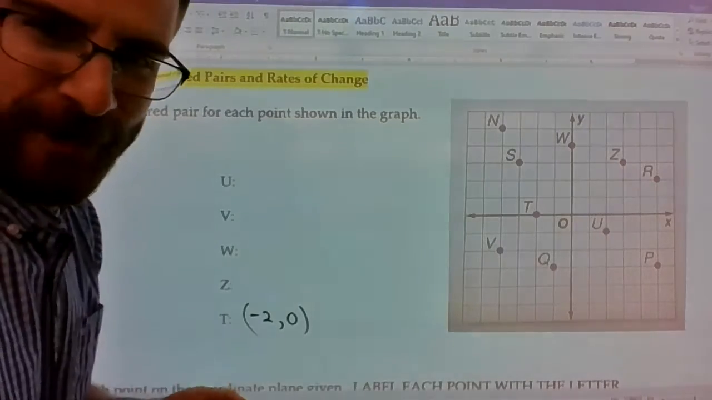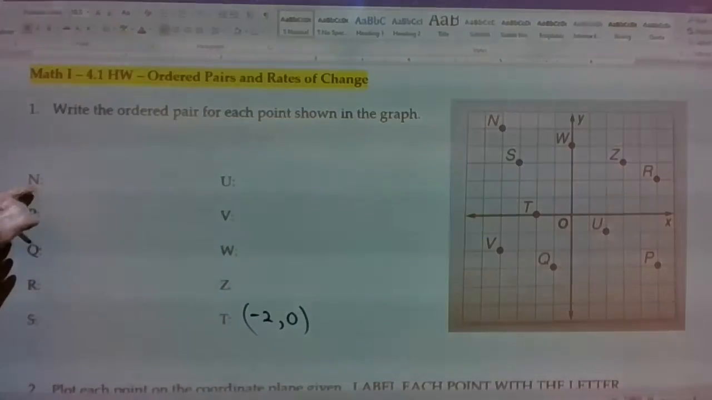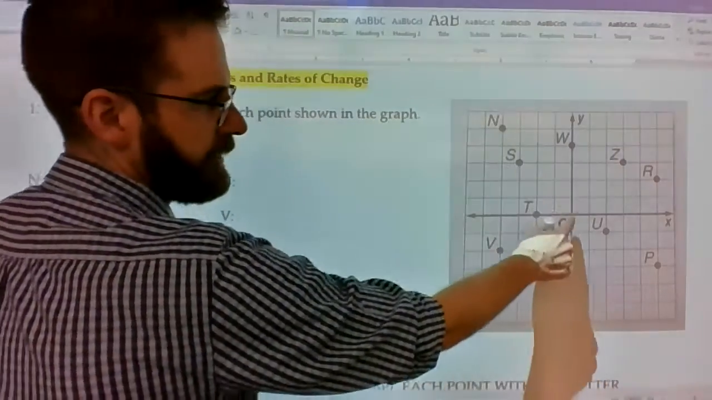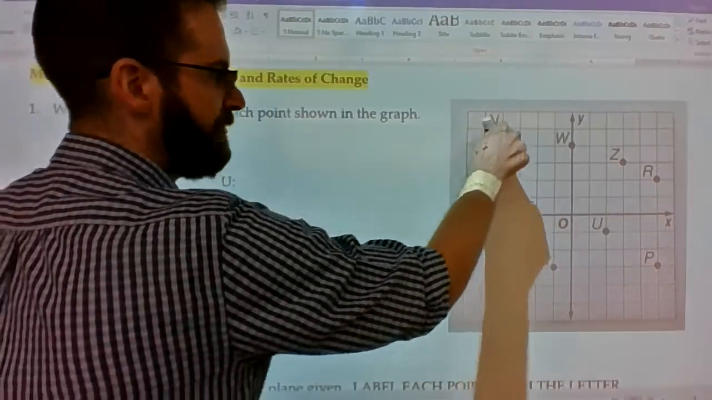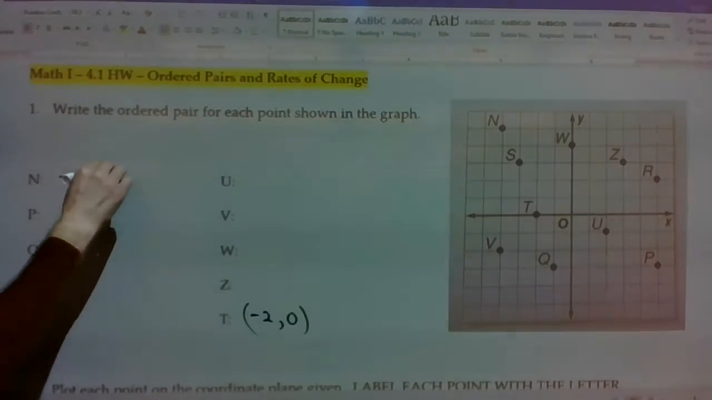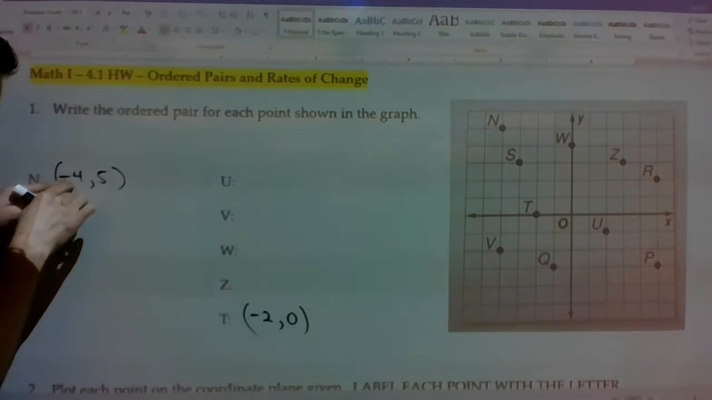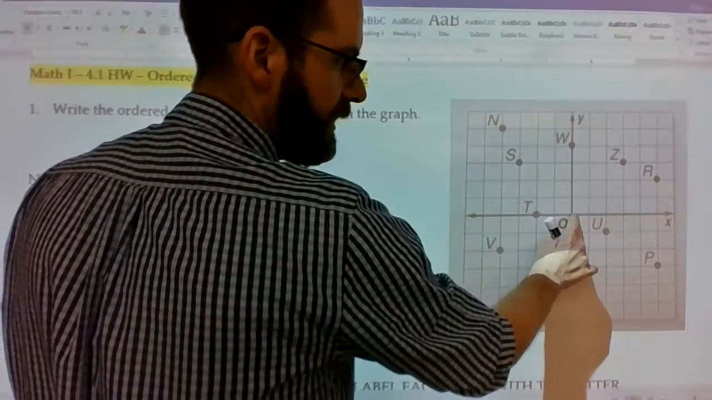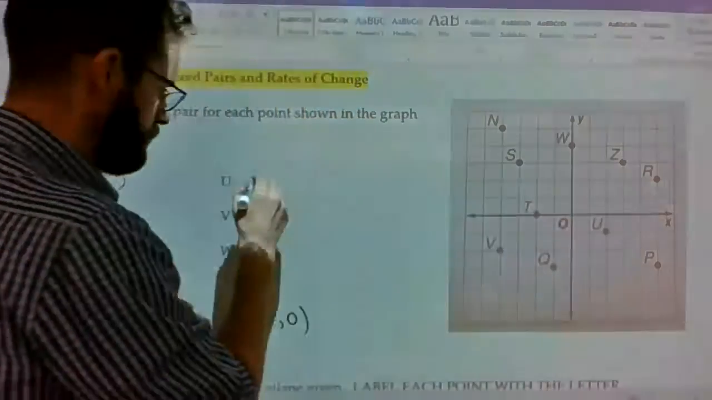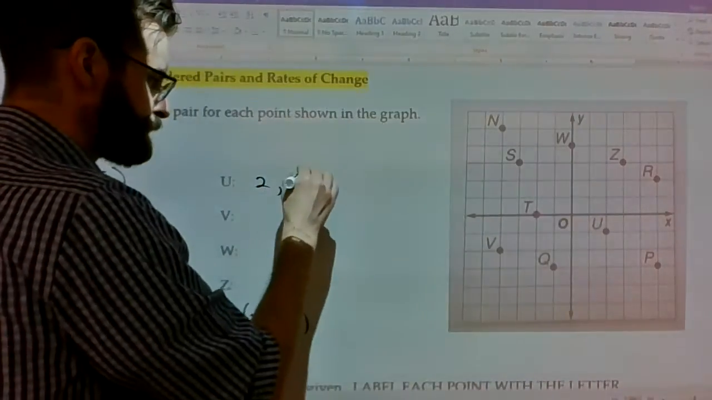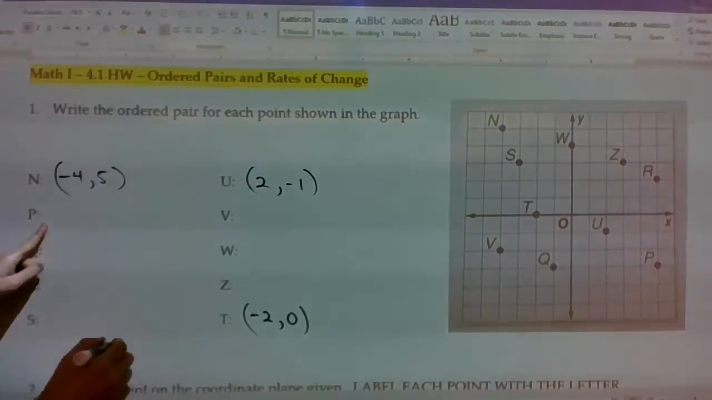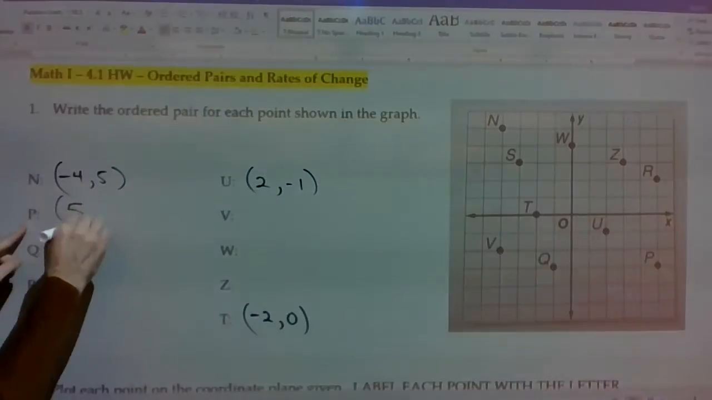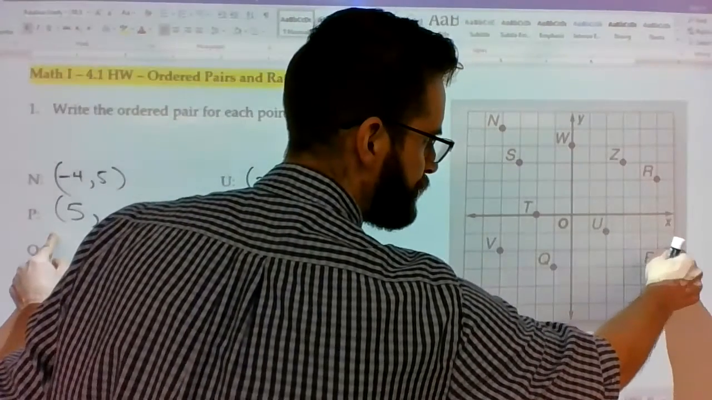I don't want to be completely random with this, so let me just start with N. N is going to be left 1, 2, 3, 4, up 1, 2, 3, 4, 5. So -4, 5, that is the ordered pair for N. Left for negative, positive for up. U is going to be right 2, down 1. P is right here. It's going to be over 1, 2, 3, 4, 5. That's a positive 5. Down 1, 2, 3.